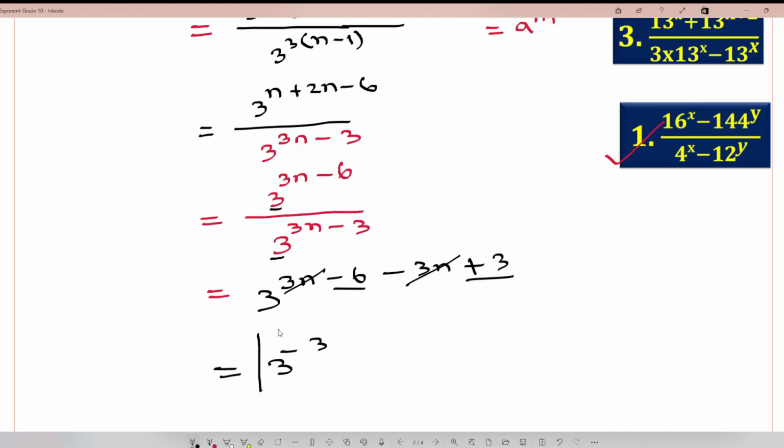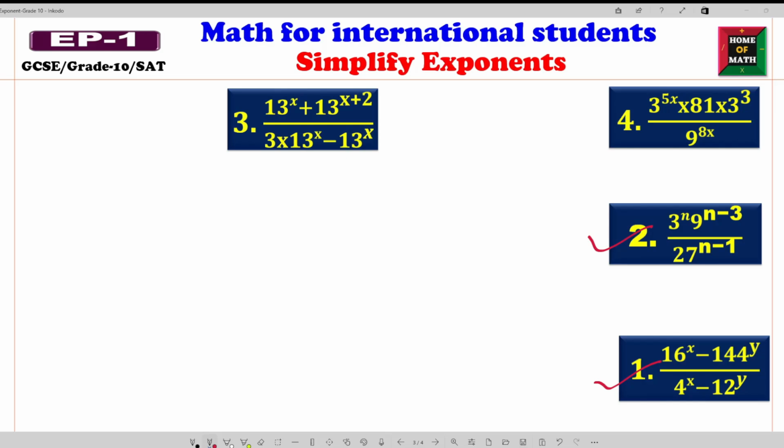We can keep this answer up to here, or we can write 1 divided by 3 to the power 3, equal to 1 divided by 27. Number 1 and 2 we already completed.